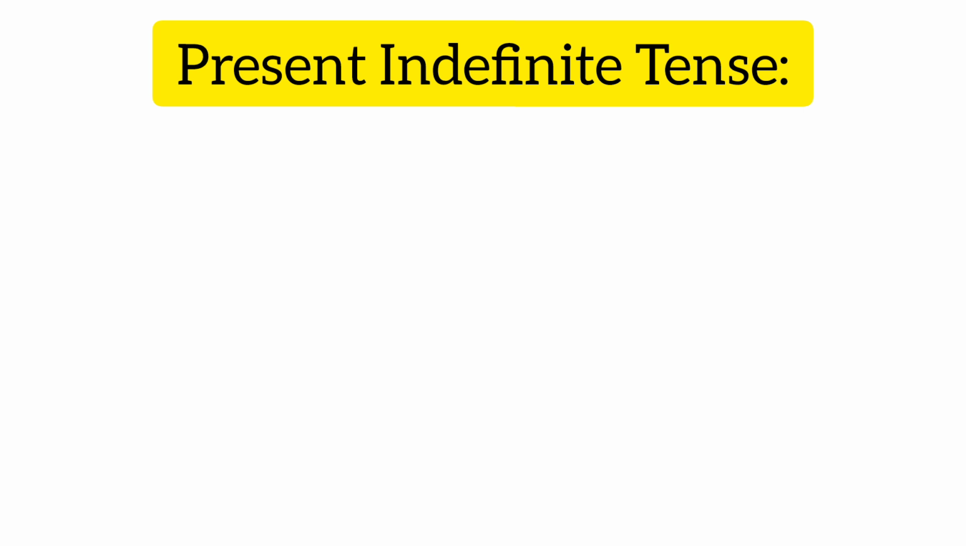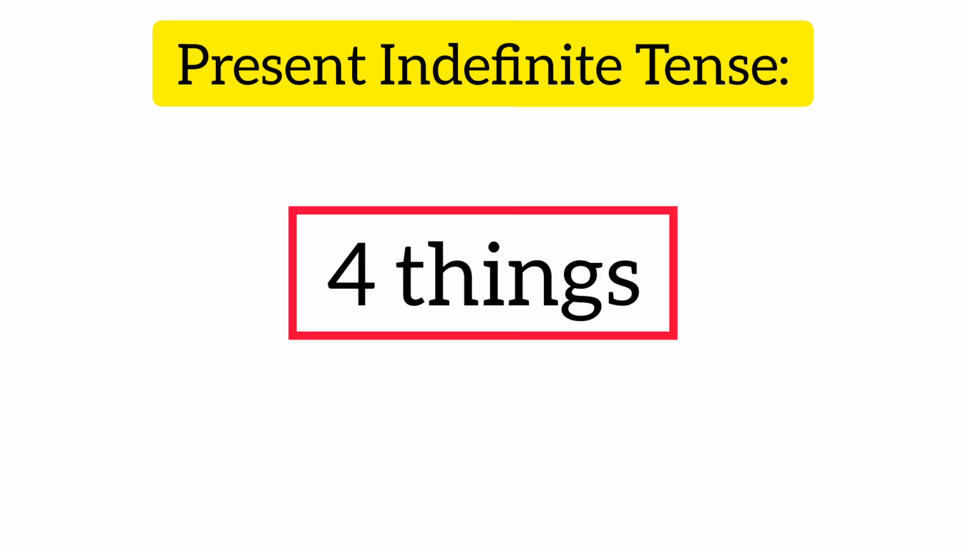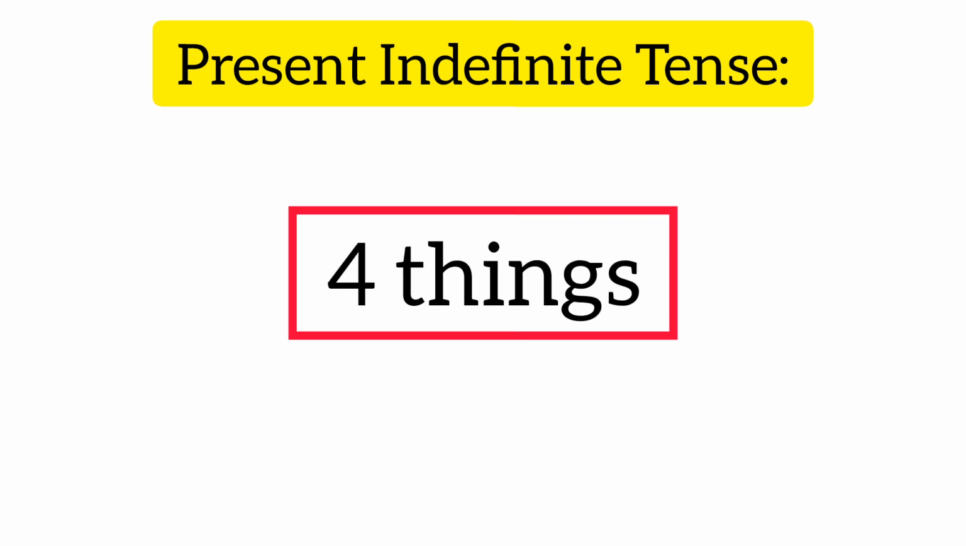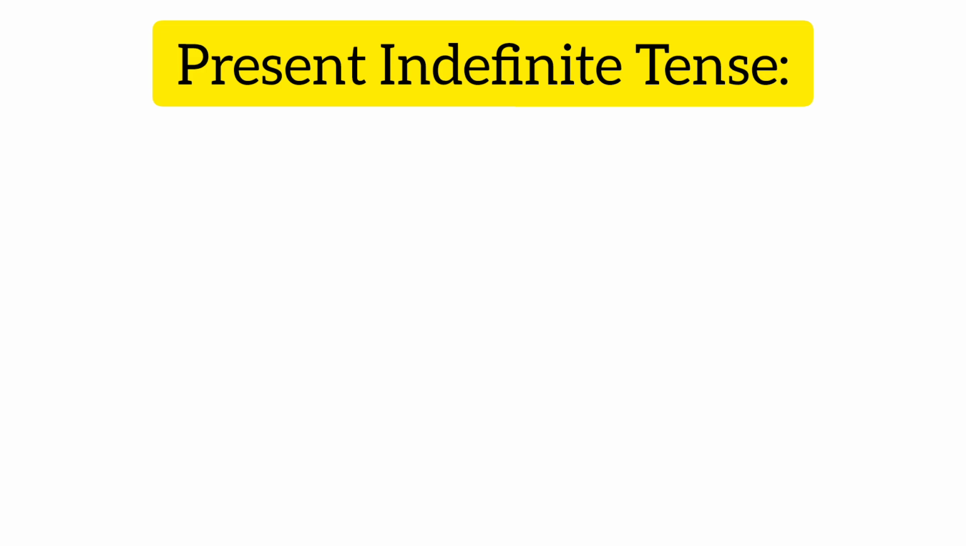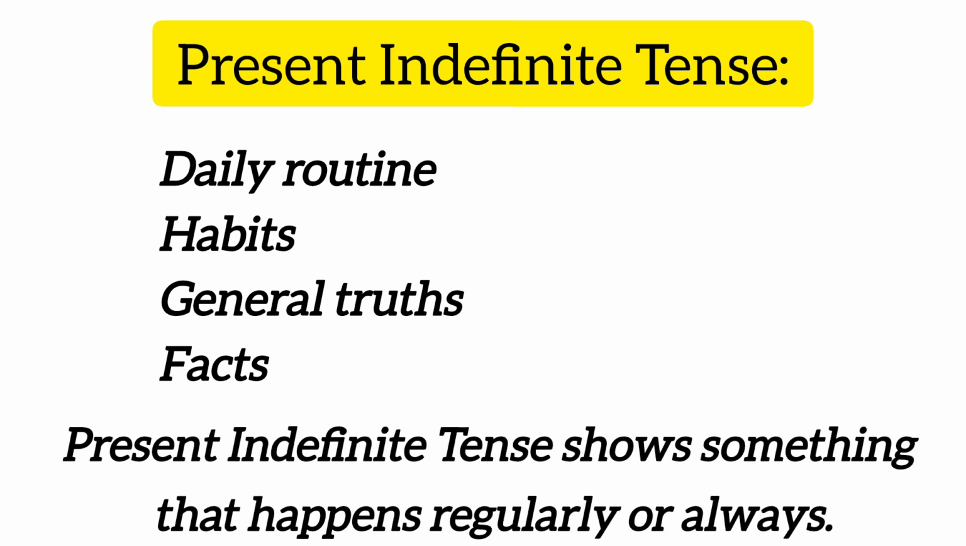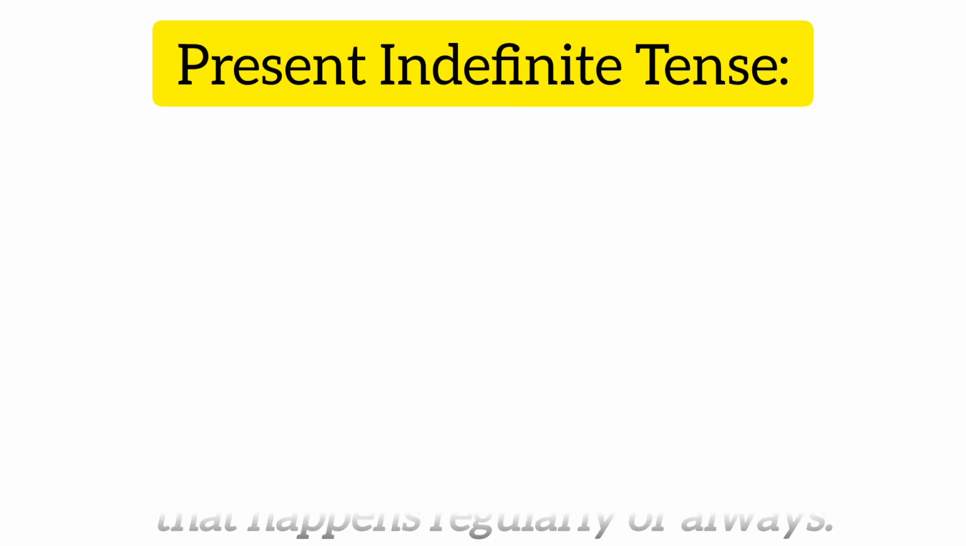It must be remembered that present indefinite tense tells us about four things. Or we can say that we use present indefinite tense when we want to say something about these four things. These four things are daily routines, habits, general truths, and facts. In simple words, we can say that present indefinite tense shows something that happens regularly, or we can say always.